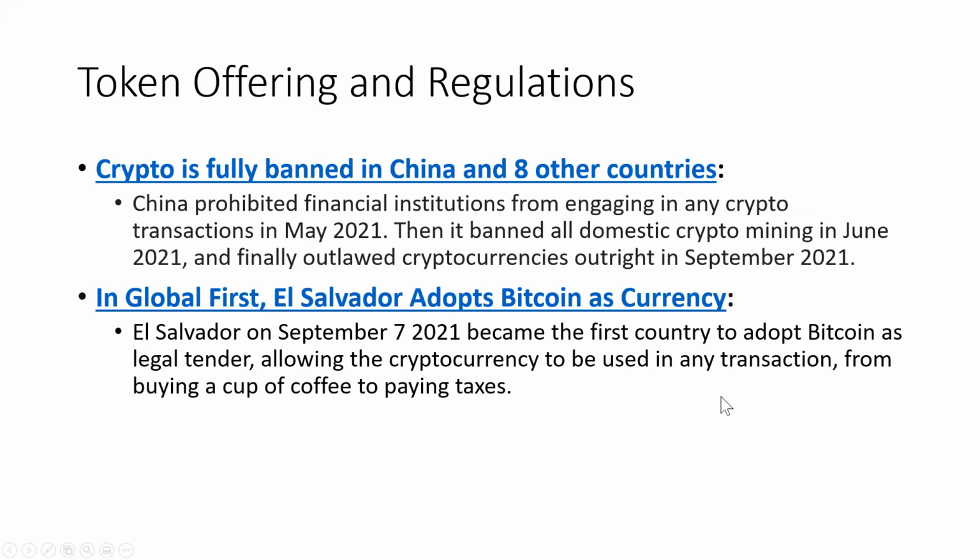Another topic is token offering and regulations. There are many changes in policy and regulation in the crypto space, especially in recent years. For example, China has fully banned cryptocurrency trading starting in 2021. In May 2021, China prohibited financial institutions from engaging in any crypto transactions, and it banned all domestic mining in June 2021.